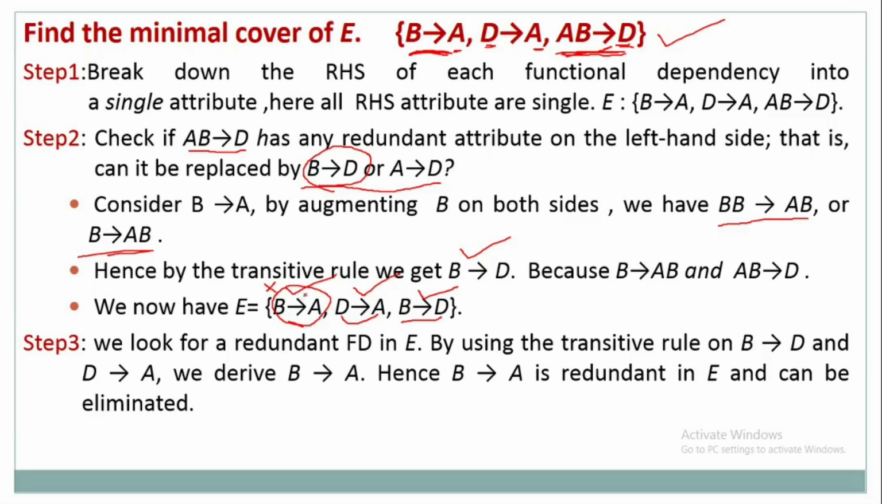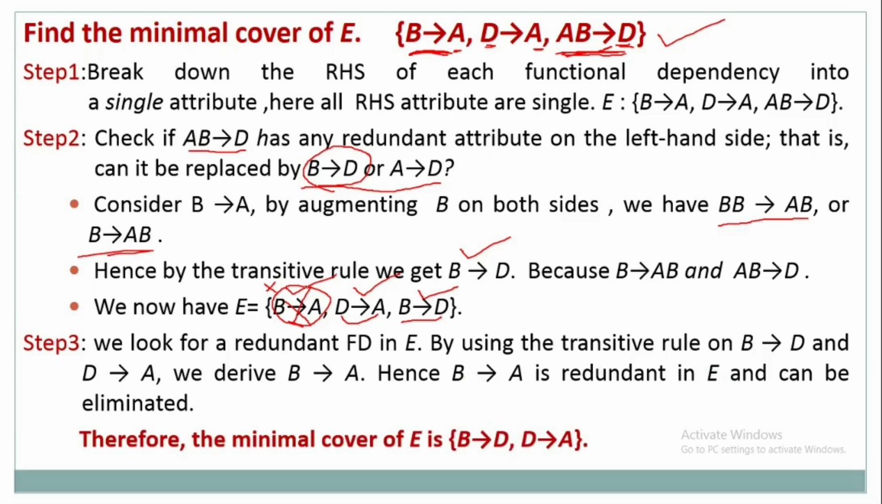So this is what we call a transitive dependency, and it is called a redundant functional dependency. Hence B determines A is redundant in E and can be eliminated. So the final minimal cover E for the given functional dependencies is B determines D and D determines A.